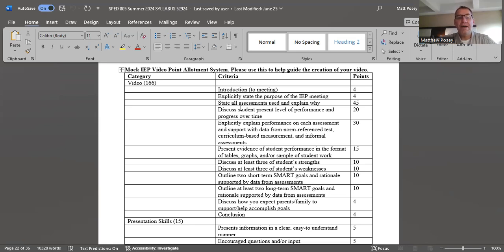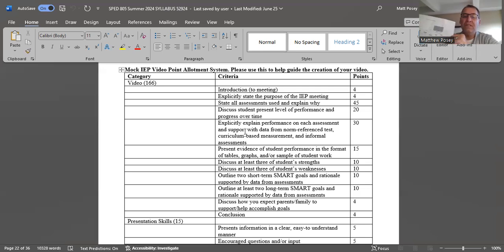You're going to talk a little bit about students' present level of performance and how they have perhaps progressed over time. Progression could be coming from after you've collected the data, you've made some adjustments in your instruction, and then when you move forward and administer the next assessment, you saw some definite gains. And we're going to make sure that you explicitly explain the performance on each of the assessments. You want to make sure that you are providing data, explaining the data.